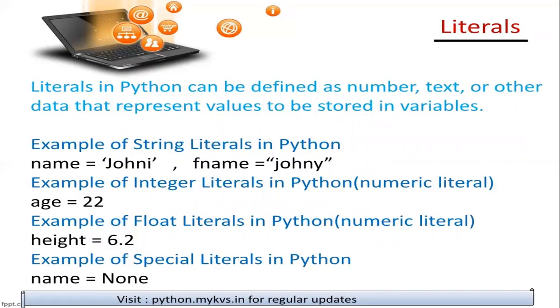An example of a string literal in Python is, for example, name equals Johnny. The word Johnny is the string literal. Age equals 22. Here the number 22 is the integer literal. Float is a decimal value. So height equals 6.2. Over here 6.2 will be a float literal. Then we have a special literal in Python which is called None.